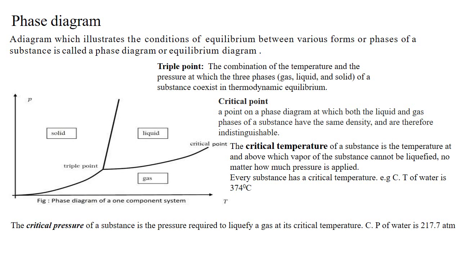The critical pressure of water is 217.7 atmospheric pressure. This is all about the phase diagram. The curves which are present in this phase diagram will be discussed in detail in the next slides.